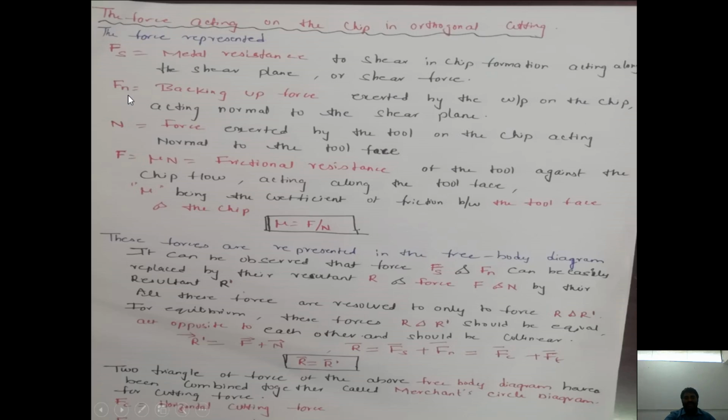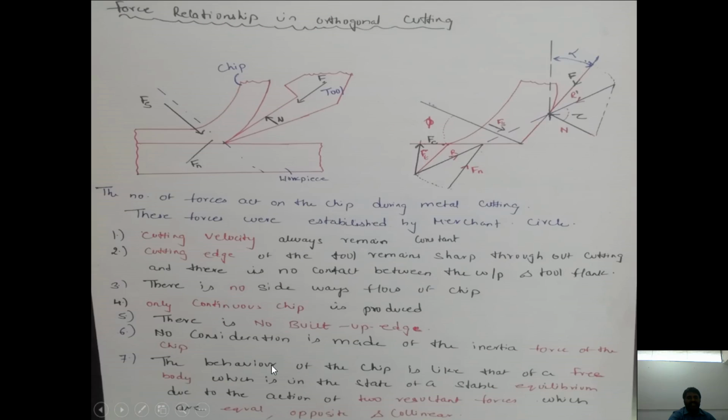What are Fs, Fn, N and F here? Here we are saying Fs. So Fs is the metal resistance here. Fn is the backing up force. Capital N is a force, and F is equal to mu into N, that is the frictional resistance.